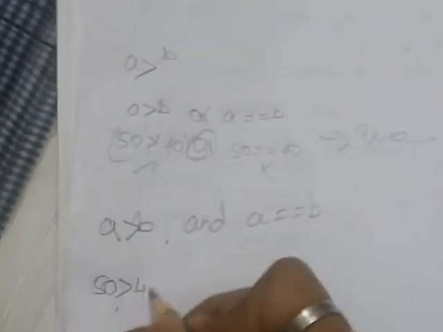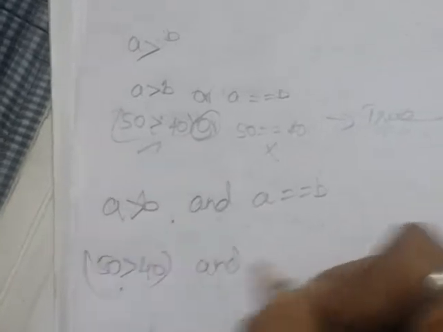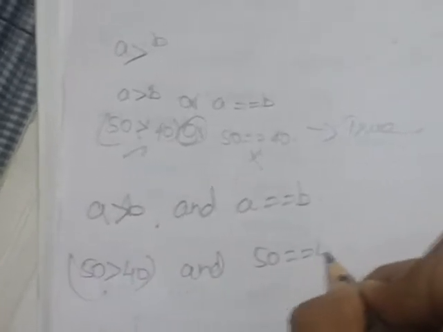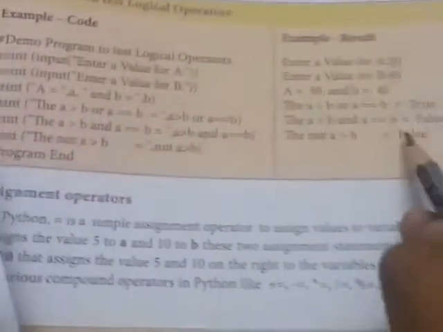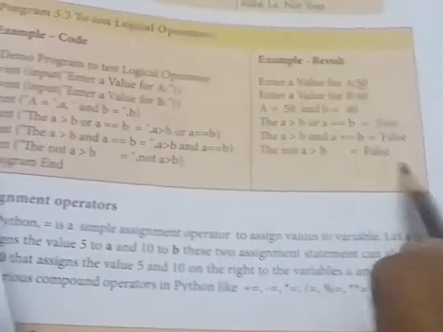The same condition is given: 50 greater than 40, and 50 equal to 40. This condition becomes true, but this condition becomes false. Here we are using the AND logic gate. For AND, only if both conditions are true will it be true; all other cases become false. That is why here we are using this as false.